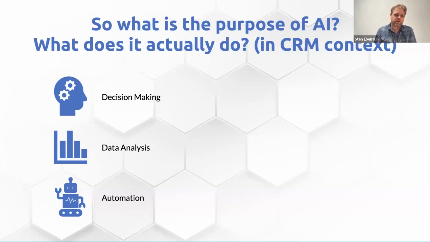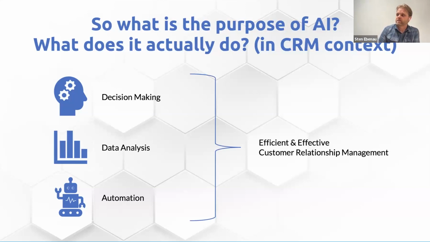But most importantly, what does all this mean? What does all this do? If you look at AI in a CRM context, there's actually only one thing, and that's creating efficient and effective customer relationship management. That's what we want to do. We want to make it more efficient for your business users to use your CRM system, do more tasks in a smaller amount of time, so people can reach out to more prospects, more customers in the same amount of time they did before.